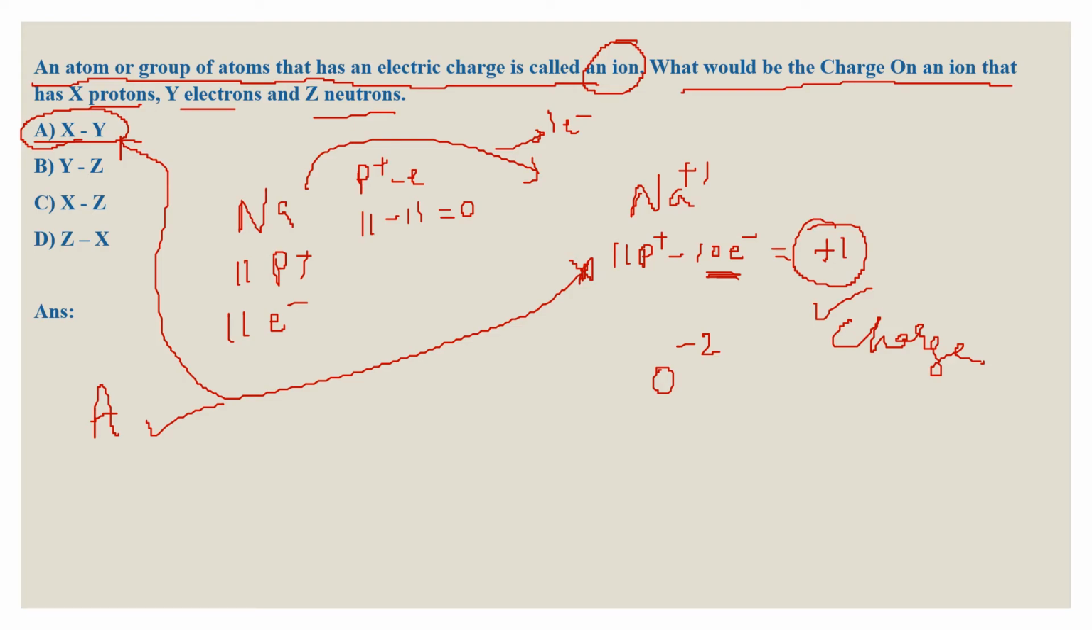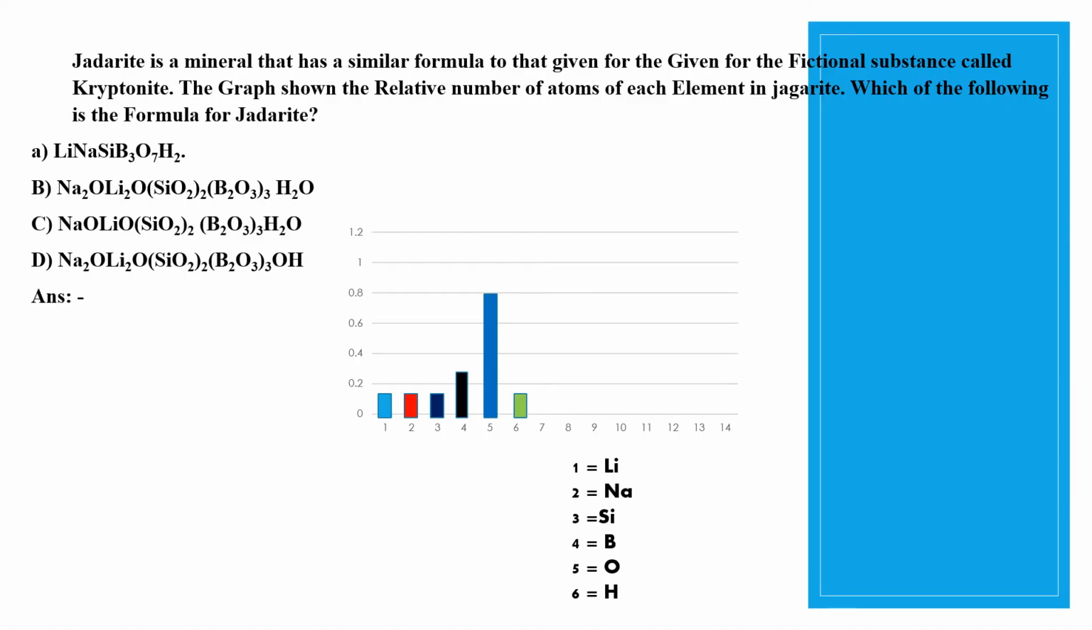Next question. Here one graph is given, that is jadarite. Here one substance is a mineral that has a similar formula to that given, and the percentage is given, a fictional substance called kryptonite. So graphs are given here, the relative number of atoms of each element.